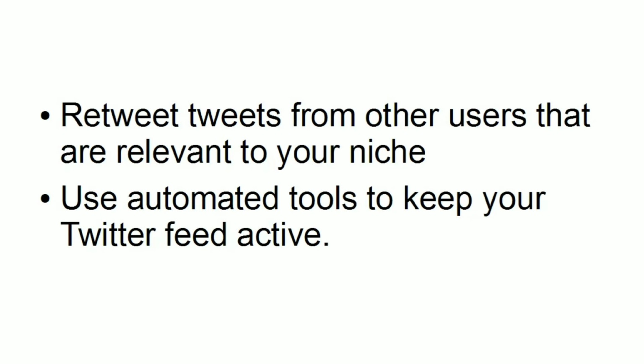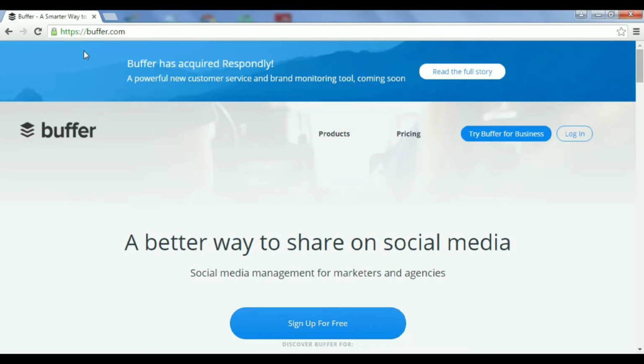Something else that you can do is to use automated tools to keep your Twitter feed active. Now, one way you can really save time when you're updating Twitter is to automate it using a service like Buffer. What Buffer does is it lets you write a whole bunch of tweets in one go. So whenever you have the time, you can sit down and write a whole bunch of tweets ahead of time. And then Buffer will schedule them to be tweeted to your Twitter account at predefined intervals.